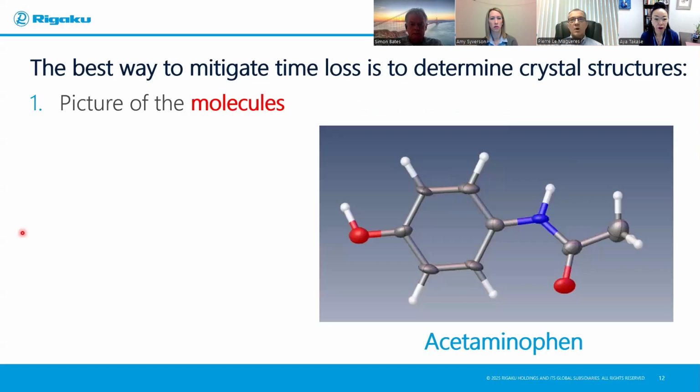Let's start with the picture of the molecule. The picture of the molecule is when each and every atom can be located and identified. On the picture that you see right now on your screen, this is the crystal structure of a molecule of acetaminophen, also known as paracetamol. The gray ellipsoids here represent carbon atoms. The white ones represent hydrogens. The two red ellipsoids represent oxygen atoms, and the sole blue ellipsoid here is an atom of nitrogen.